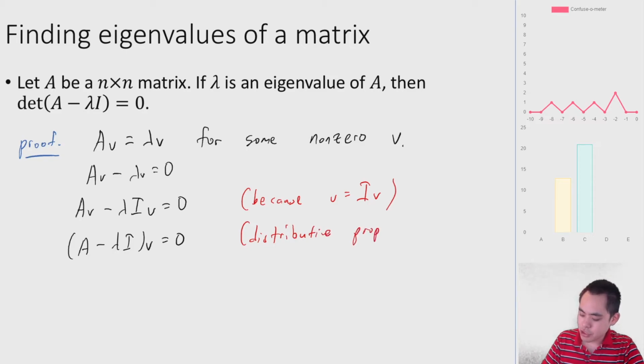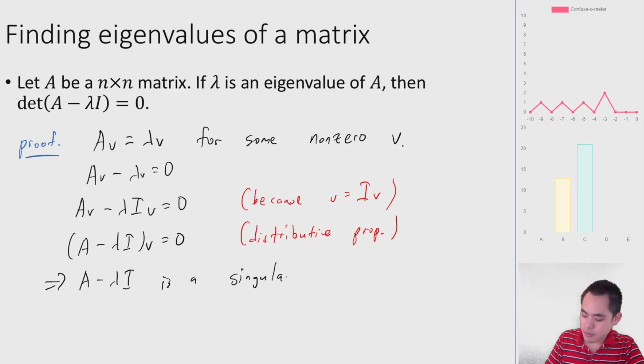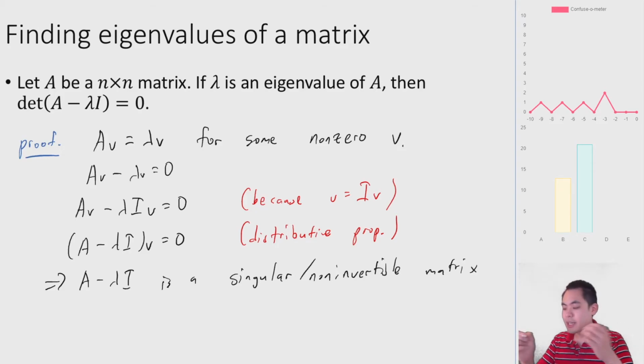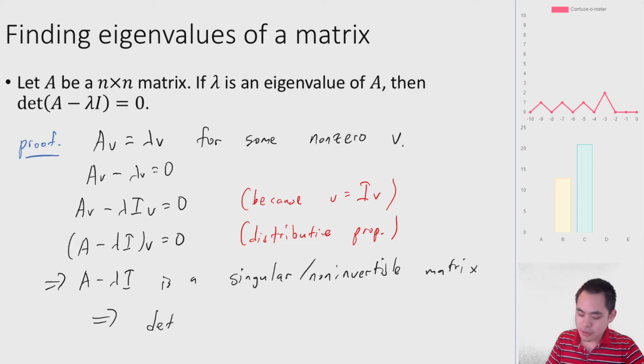And therefore, we know that A minus lambda I is a singular, non-invertible matrix, because v is not equal to 0, and this matrix sends v to 0. Since A minus lambda I is some other matrix, this implies that the determinant of A minus lambda I is equal to 0.